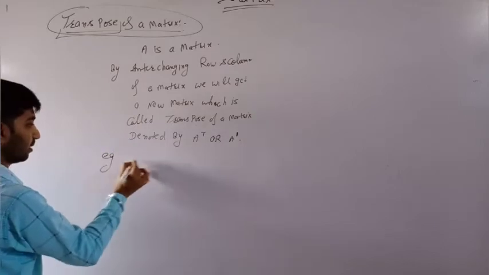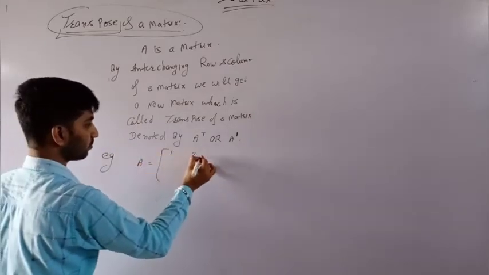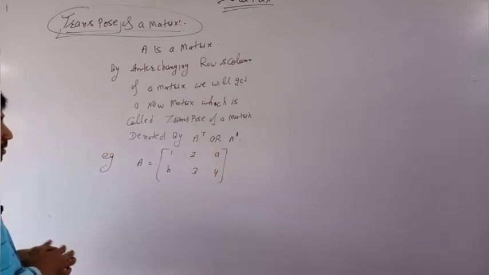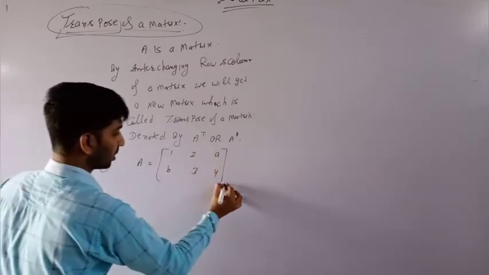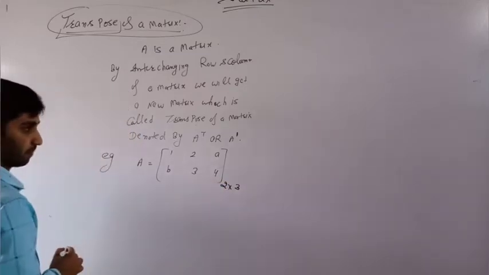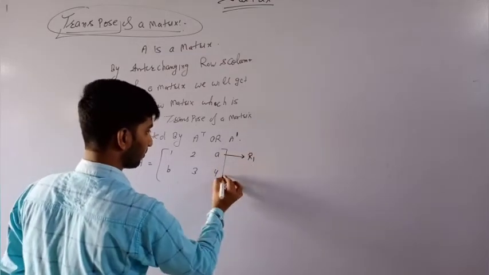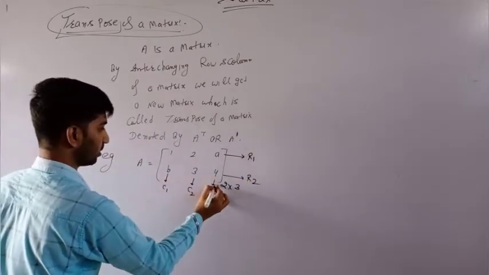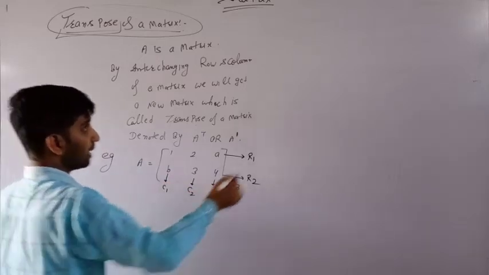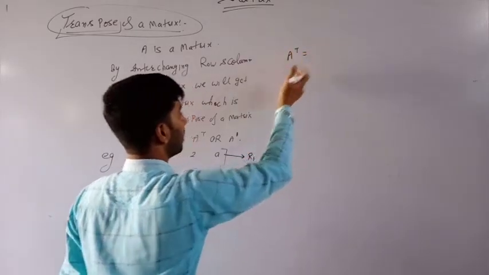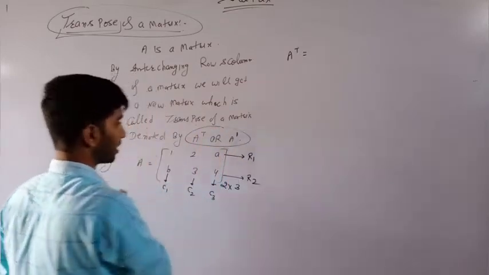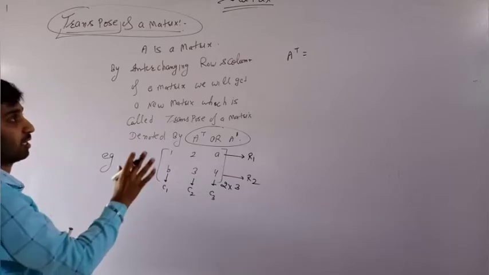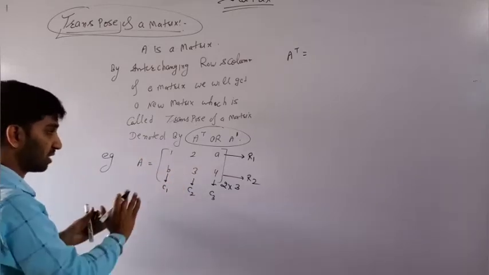For example, take a matrix A. The order of A is 2 rows by 3 columns, 2 multiply 3. It has first row, second row, and columns C1, C2 and C3. If we want to find A transpose or A dash, these are two symbols to denote transpose. We have to interchange rows into columns and columns into rows.